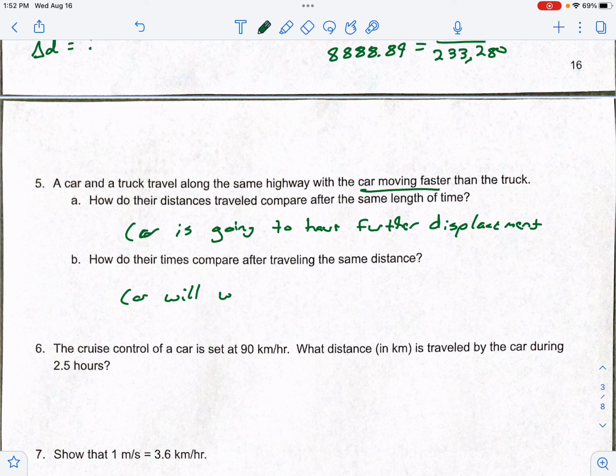The car will have a shorter time. If the car is able to move faster and has a higher velocity, it's going to cover that distance in shorter time than the truck would. So that's just navigating conceptually around the equation.